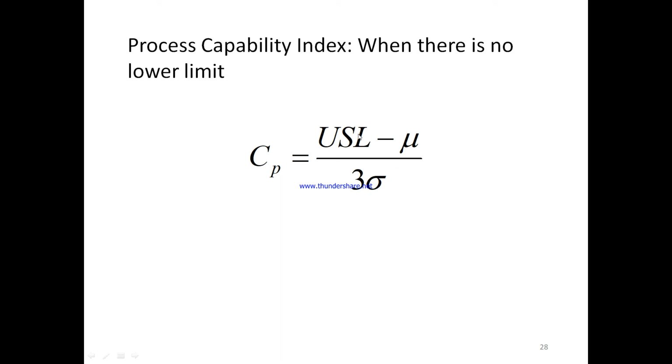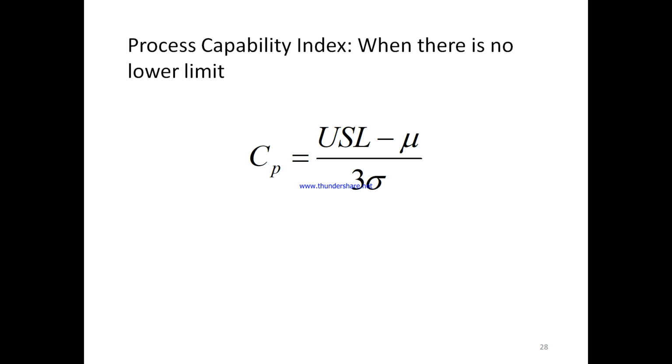And since that difference between the upper specification limit and the mean is equal to 3 sigma, you have to divide this value by 3 sigma, right? So when you calculate the process capability index, we always check whether it is greater than 1 or less than 1. If it is greater than 1, we are in a safe situation, we have nothing to worry about.